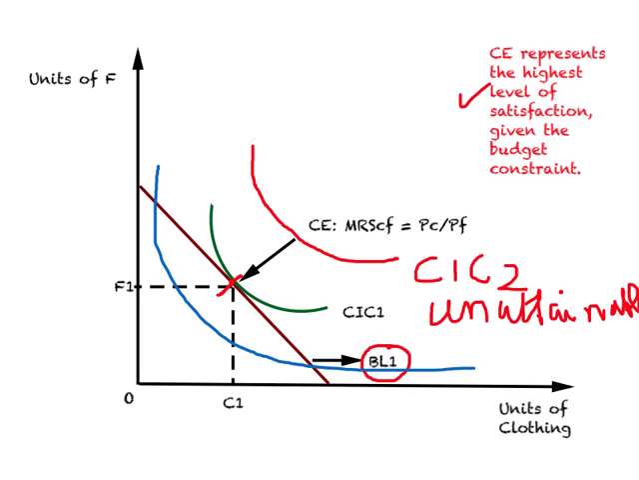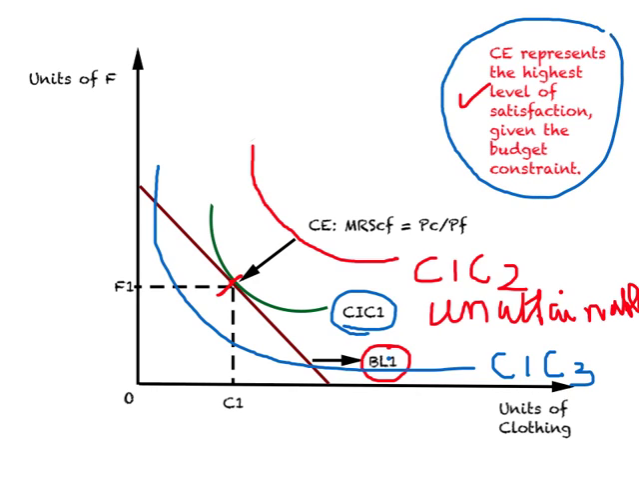Let's call this CIC3. Now, is CIC3 attainable by consumers in this society? Sure it is, because this BL1 budget constraint can satisfy and get you on to CIC3. But we know that CIC3 is closer to the origin relative to CIC1, or in other words, implies a lower level of satisfaction relative to CIC1. And thus, this is how we prove that consumer equilibrium represents the highest level of satisfaction given the budget constraint.